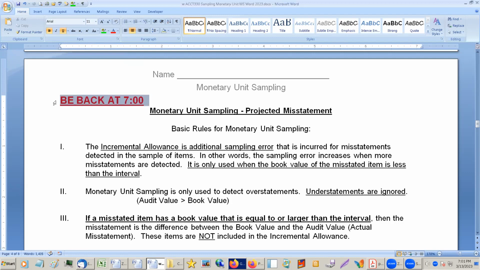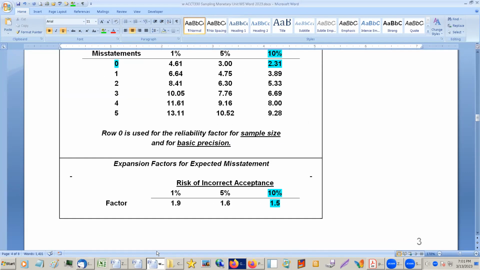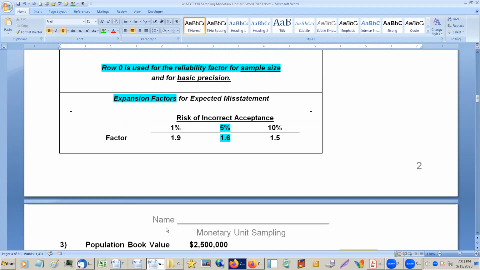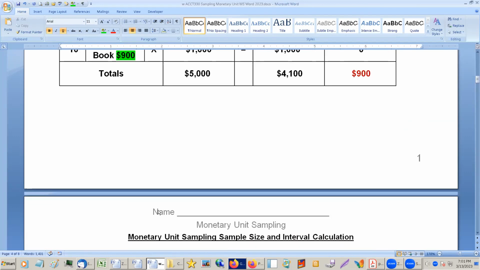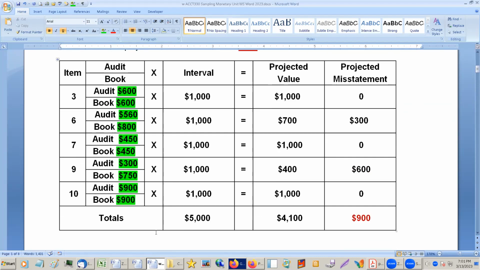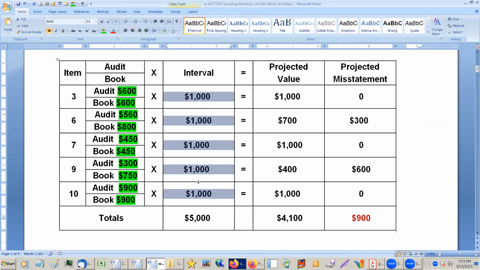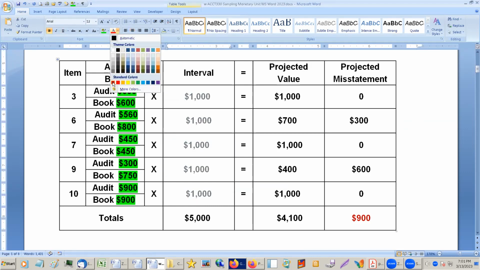Monetary unit sampling. Yeah, I physically did this like a month ago. And so far we've learned really great stuff about it. So you recall that we break everything up into intervals. And each one of those intervals is sort of like a mini sample, where you just take one item and say, okay, for that chunk of the sample, this one item is going to represent that entire chunk. So that's kind of the idea behind it.